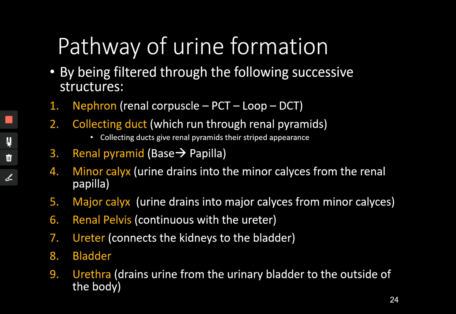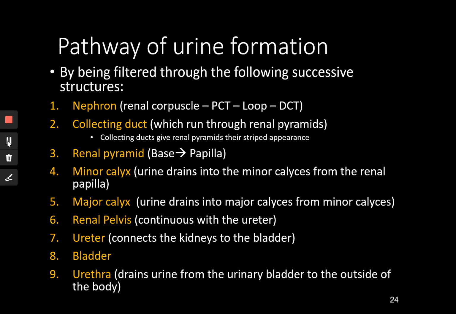And we know the collecting ducts give the medullary pyramids their striped appearance. And the collecting ducts run through the medullary pyramids from base to renal papilla. From the collecting duct, the urine will exit the papilla and then move into a minor calyx. A minor calyx is a funnel that drains the renal papilla, and they are going to join to create the major calyx.